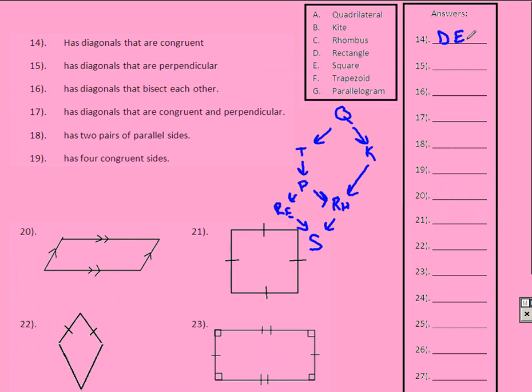15, perpendicular diagonals. Perpendicular diagonals happen at the kite. What else can be called a kite? A rhombus and a square.